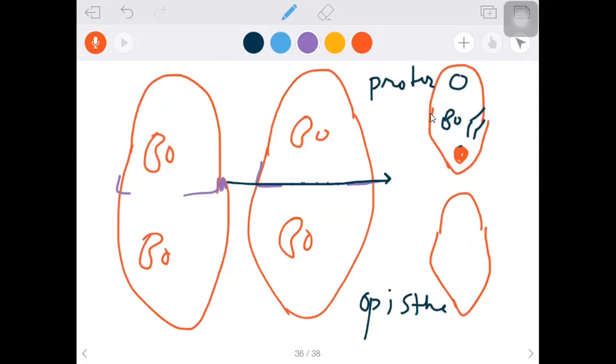How does the paramecium divide? A transverse constriction appears. Hence, we call it transverse binary fission in paramecium. The transverse constriction continues and divides the paramecium into two daughter individuals. The anterior daughter individual is called proter, and the posterior daughter individual is called opiste.